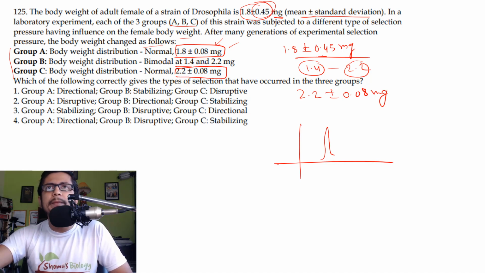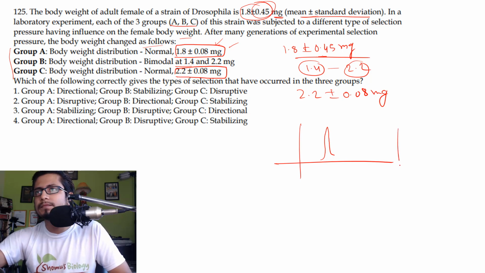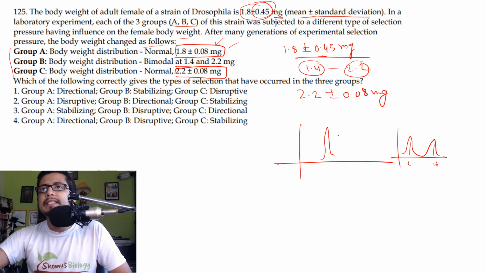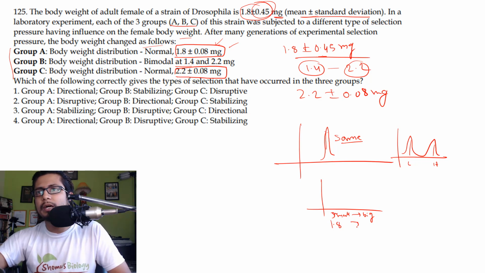And if we have terminal values, then it's disruptive. For disruptive, you will have this kind of interaction: for low as well as for high, in both cases, you will see maximum individuals. For stabilizing, the same value will be stabilized, will be fixed. And for directional, it will change from one value, which may be small, to a big value. In this case, the earlier value was 1.8, now it is 2.2, as it's telling.